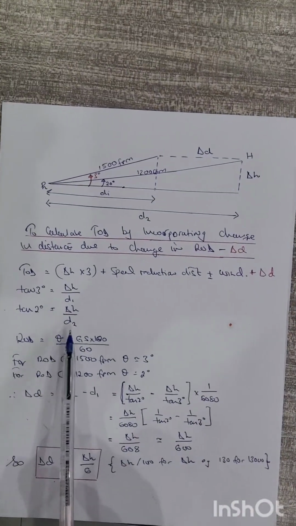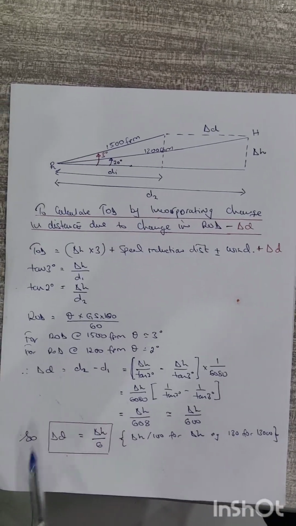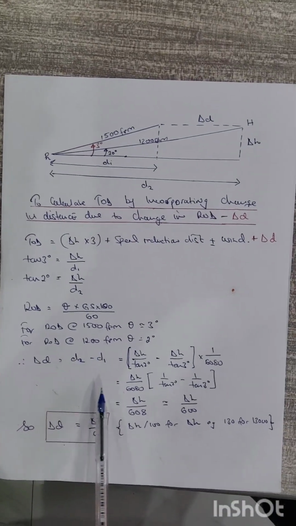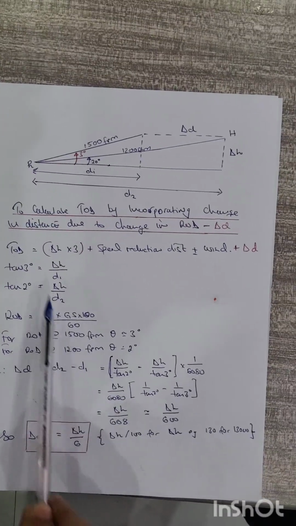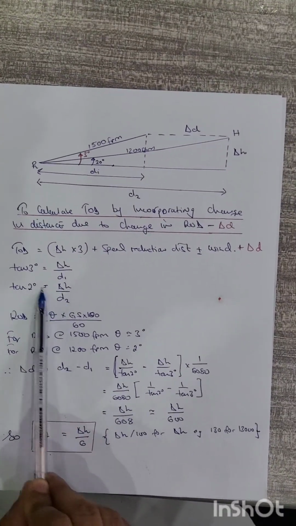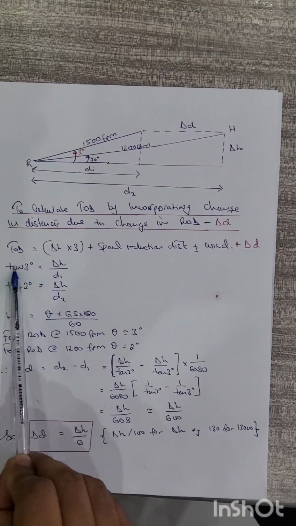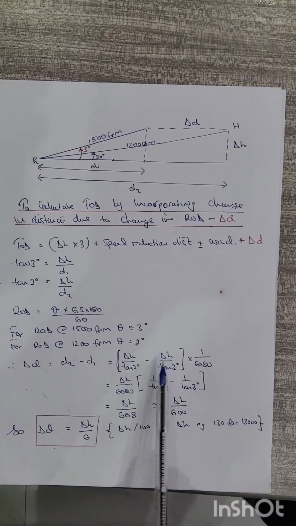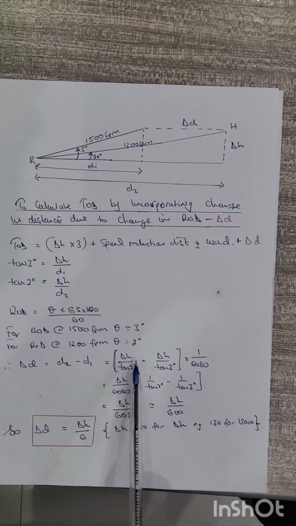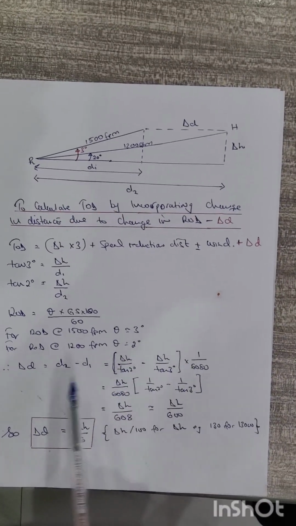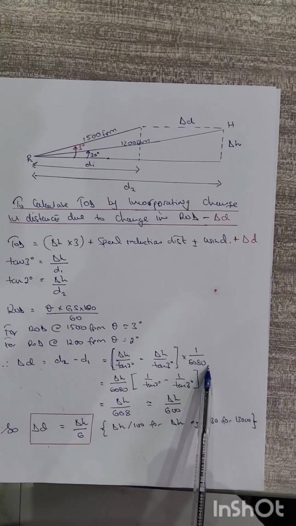When I make d2 and d1 the subject in these equations, with simple maths, I get d2 is delta h over tan 2, and d1 is delta h over tan 3. These are in feet, and we want nautical miles, so we have to divide by 6080.